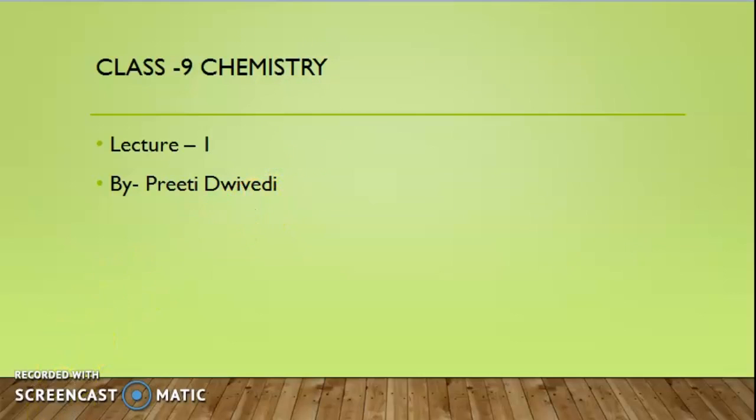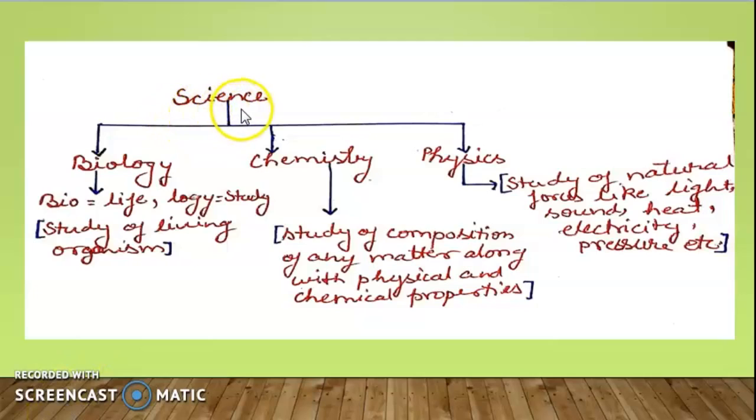So let's just start. Up to class 8, you study science as a single subject, but from 9th, you will study in 3 different parts. First part of science is biology, second part of science is chemistry, and third part is physics, which you will study from class 9 to your higher classes.